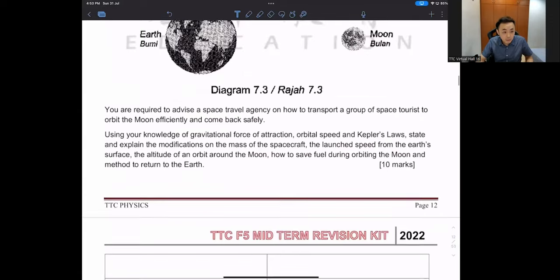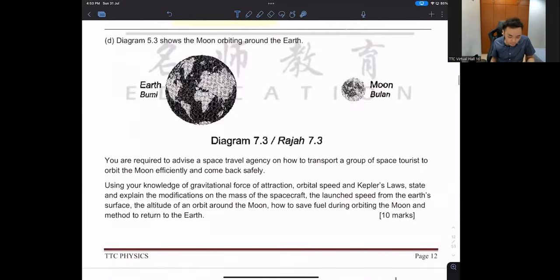Essay. Diagram 5.3 shows the moon orbiting around the Earth. You are required to advise a space traveling agent to help transport a group of space tourists.